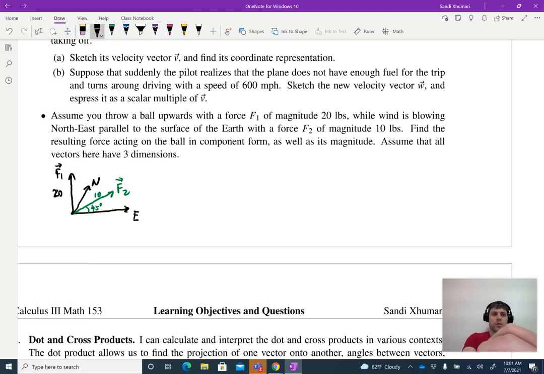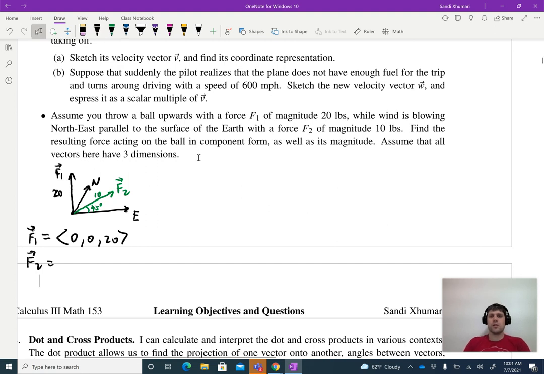So I think we got there's components form. Let's figure out the components form here for this vector. So F1, what's that vector gonna be? 20 up. It's not moving left and right, so that means 0, 0, 20. And F2, it's only the wind blowing parallel to the surface of the earth, so there's no height change. That means the third component here is 0.